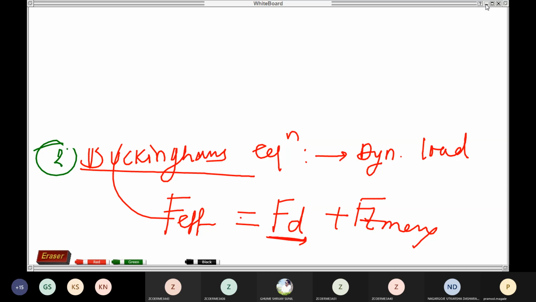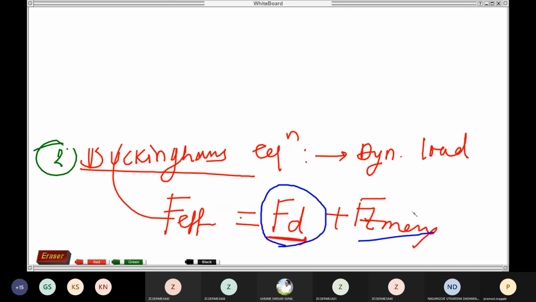So below that, write down. Therefore, effective load F effective is equal to, directly write down. In case of Buckingham, F effective is equal to FD plus FT max. FD, write down below that. FD is nothing but it is a dynamic load.